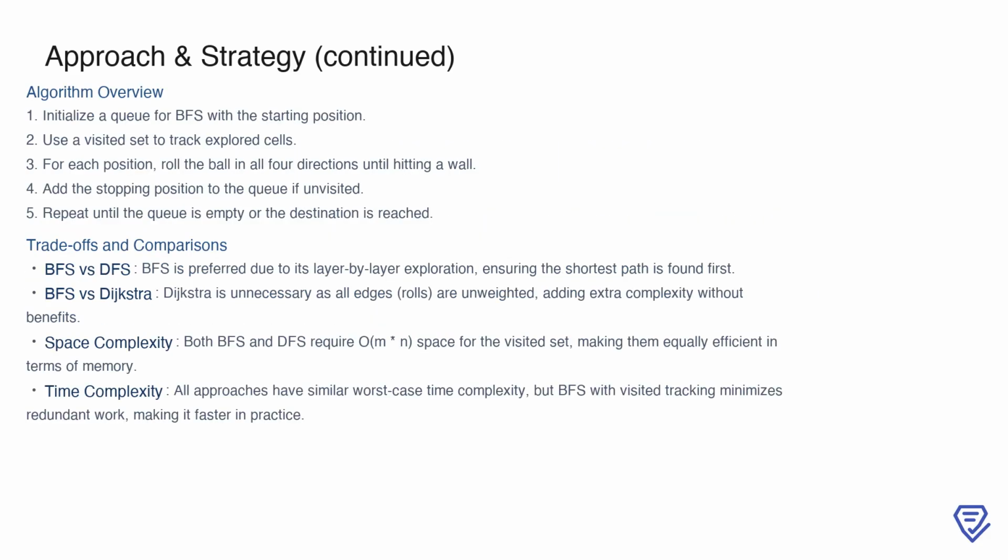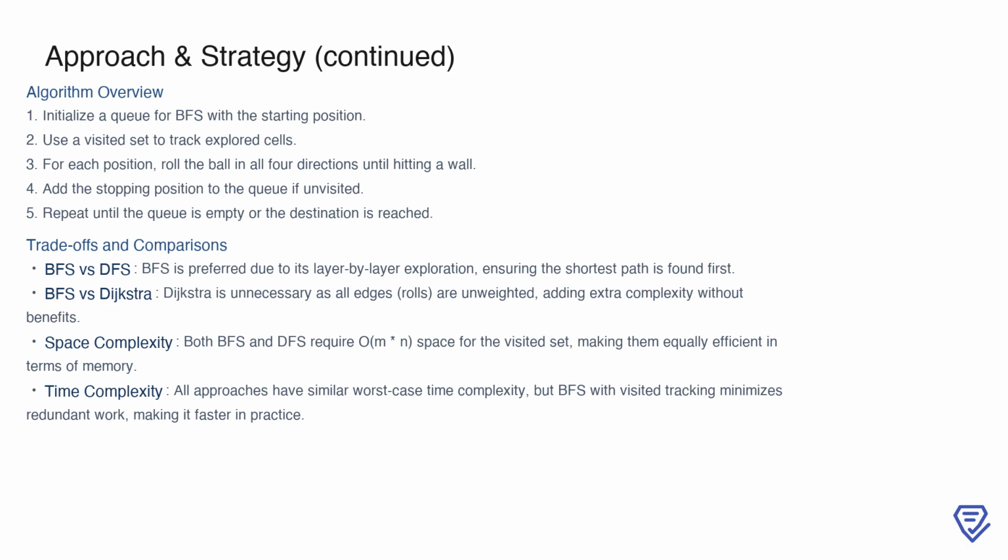Now, let's outline the algorithm for our optimized BFS approach. We start by initializing a queue with the starting position of the ball. To prevent redundant exploration, we use a visited set to track the cells we've already processed. For each position in the queue, the ball is rolled in all 4 possible directions until it hits a wall. The stopping position is then added to the queue if it hasn't been visited yet. This process continues until the queue is empty or the destination is reached.